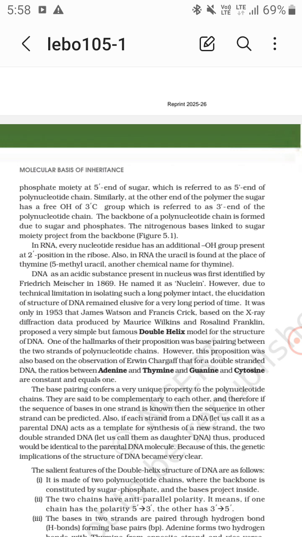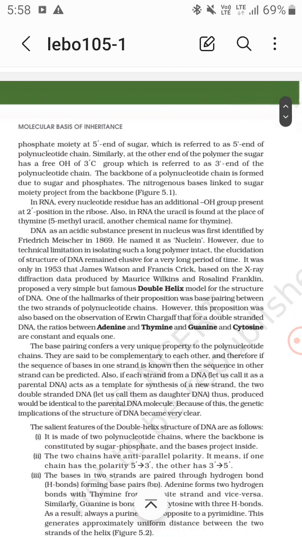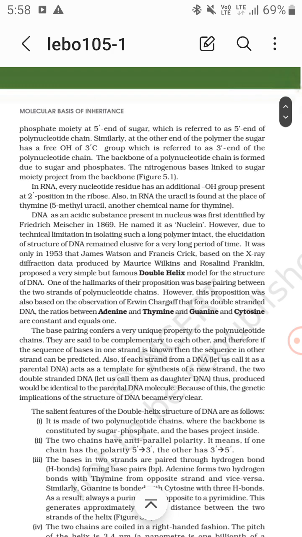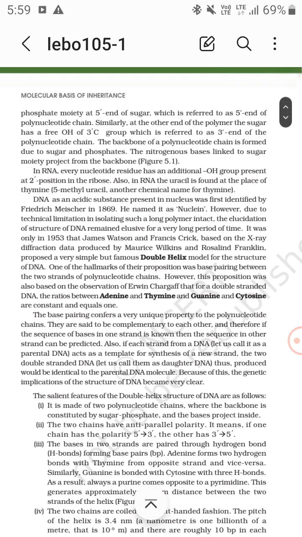DNA, an acidic substance present in the nucleus, was first identified by Friedrich Miescher in 1869, and he called it nuclein. In 1953, James Watson and Francis Crick, based on the X-ray diffraction data produced by Maurice Wilkins and Rosalind Franklin, proposed a very simple but famous double helix model for the structure of DNA. The hallmark of their proposition was base pairing between the two strands of polynucleotide chains.